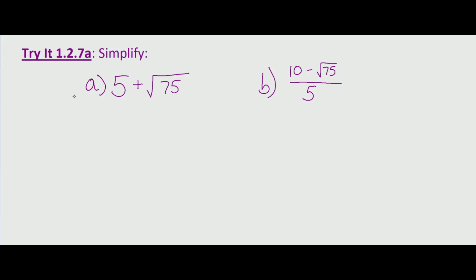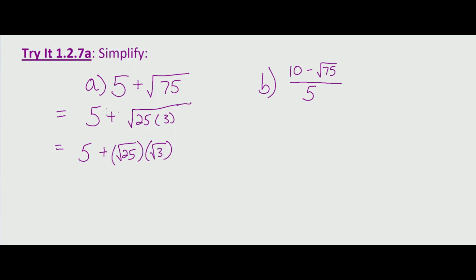So once again, simplifying radicals, but in this case we're looking at operations involving radicals. The simplification of the actual radical is still the same. Square roots, we're looking for perfect squares, and in this case that's what we're dealing with in both problems, a square root. So this equals 5 plus the square root of 25 times 3, which equals 5 plus the square root of 25 times the square root of 3.